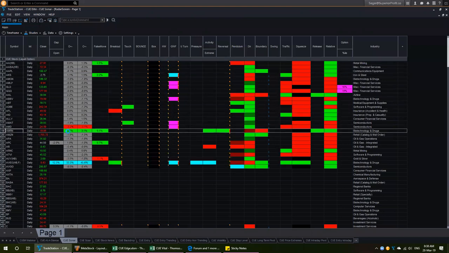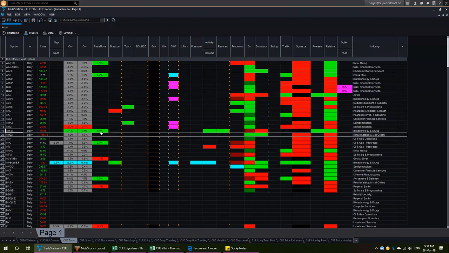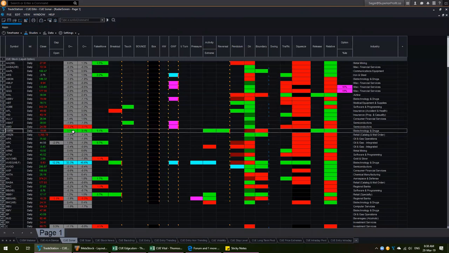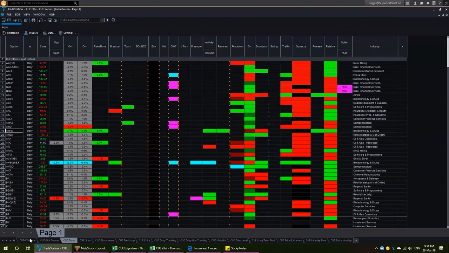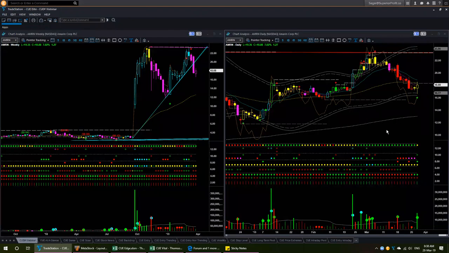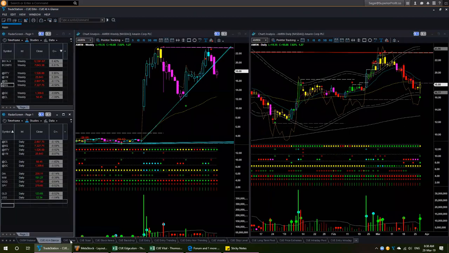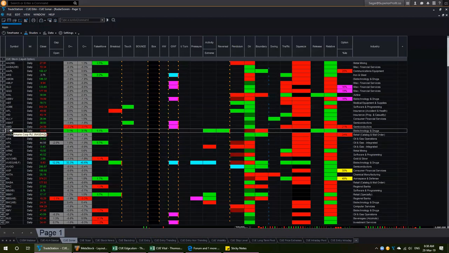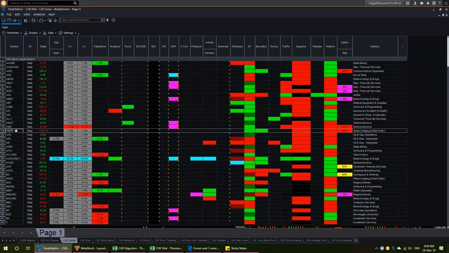AMRN. We can see it had a big day yesterday, though the market went down. Let's look at AMRN. It's a biotech stock. AMRN weekly is magenta, so we are not going to consider any long trade right now. Once I decide I'm not going to take a trade, I remove it from radar so that it doesn't take processing power.